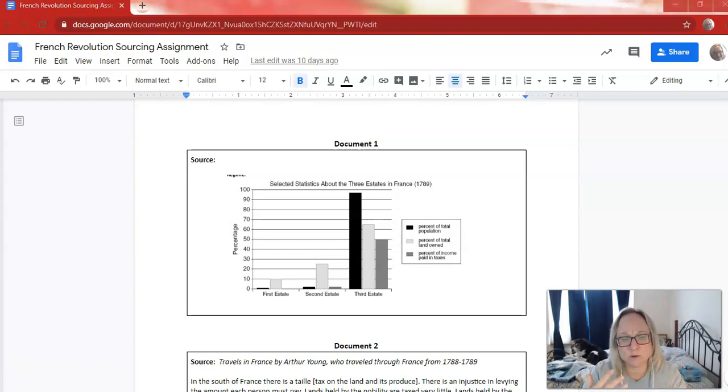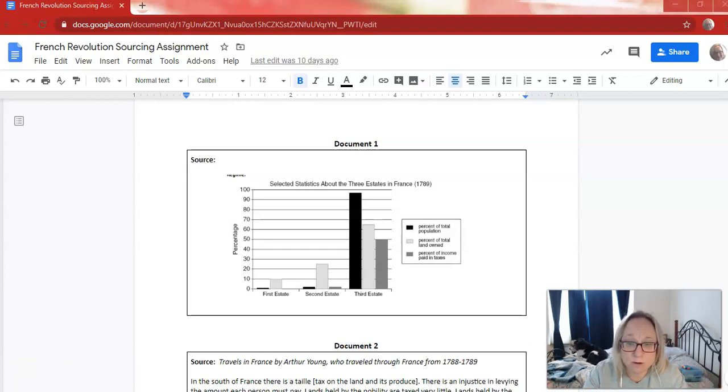Now, when I'm looking at this source, I don't have a date. I don't have a specific author. So if I don't have a specific author, I am not going to do POV, right? I just don't have enough information. So we're going to kick POV right out of the door.